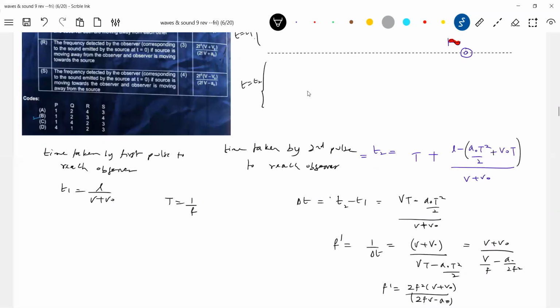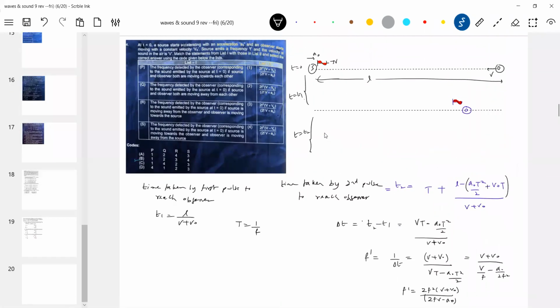So this is the first case. There is a general case now. So you see that one. Both are approaching, no? Next, again, the frequency detected by the observer.